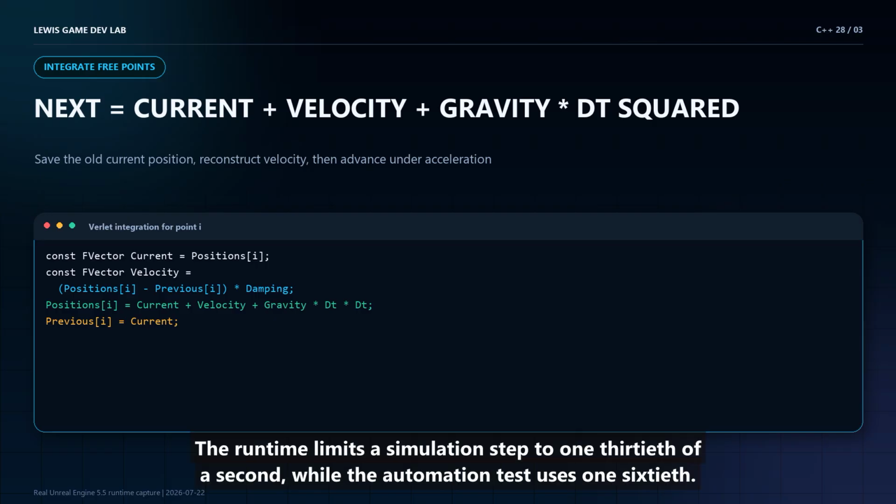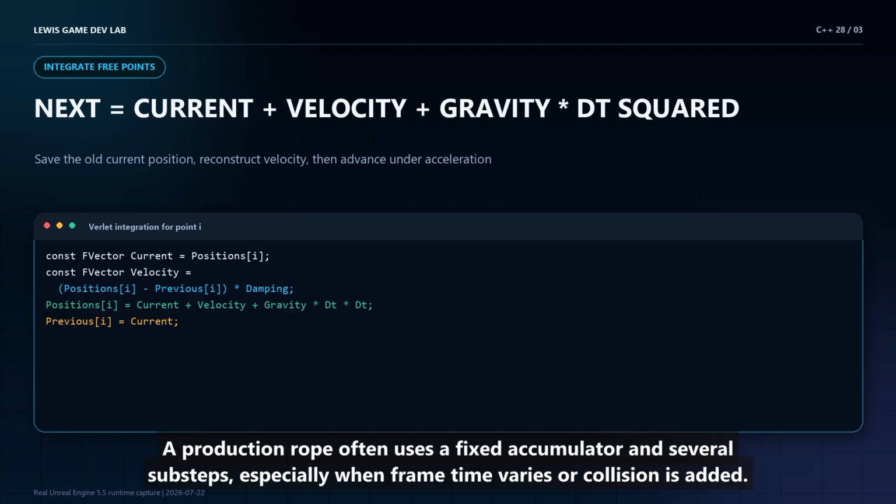The runtime limits a simulation step to 1/30th of a second, while the automation test uses 1/60th. A production rope often uses a fixed accumulator and several substeps, especially when frame time varies or collision is added.